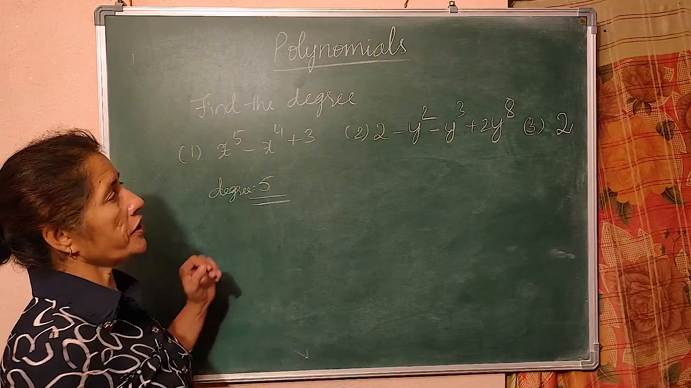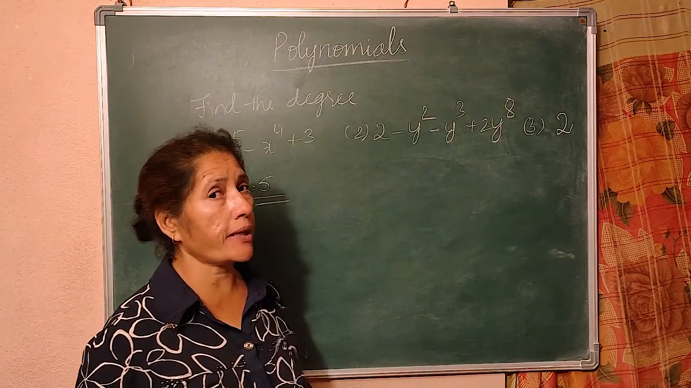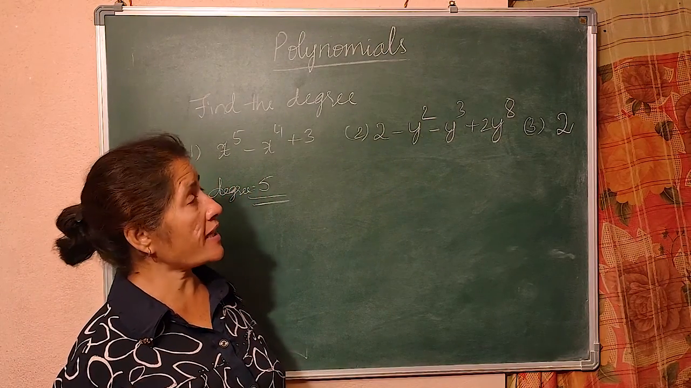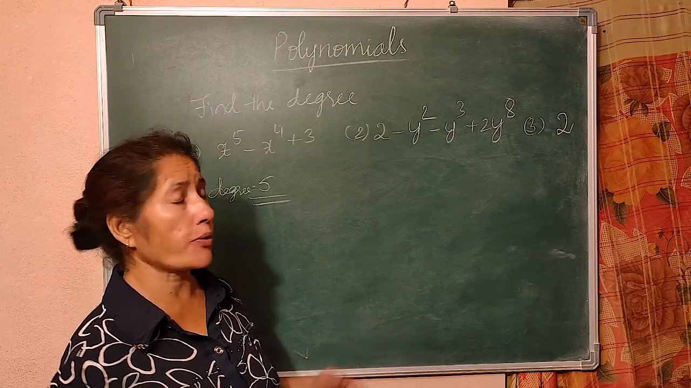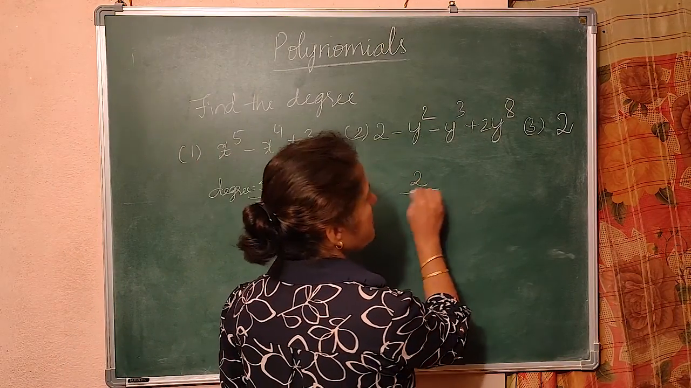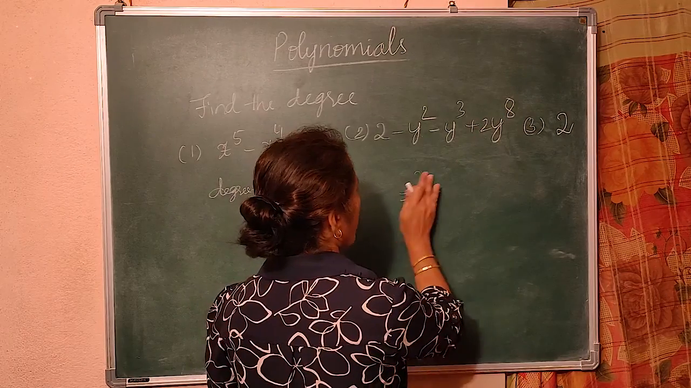You understand? Here, what is the variable? Y. Which is the highest power? 8. So what is the degree? Degree is 8.